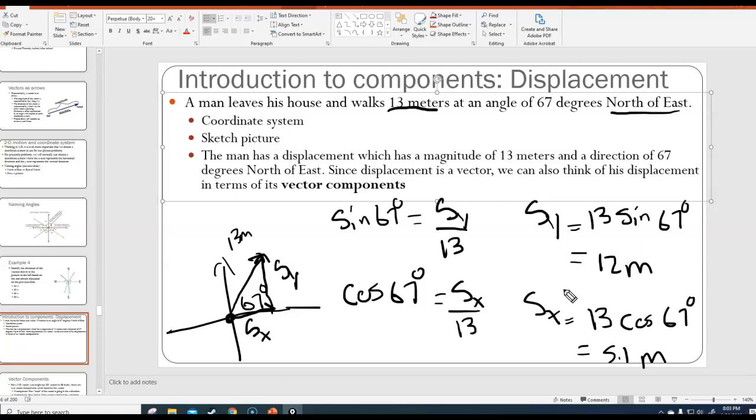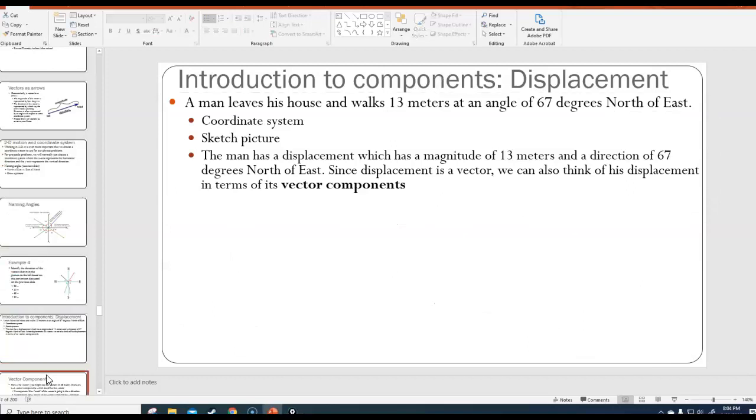So what do these components tell me? Well, I walked 13 meters, 67 degrees north of east. If I had wanted to, I could have just gone 5.1 meters to the east, turned, and then gone 12 meters north. In other words, my x component represents how much x my displacement has, and my y component represents how much y my displacement has, for lack of a better term. Okay, so pause it there if you need to look at that some more. Okay, so let's move on.